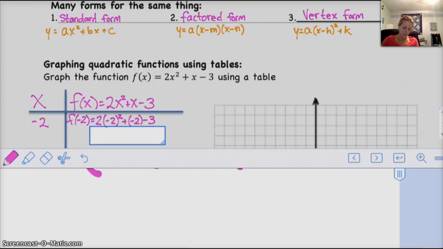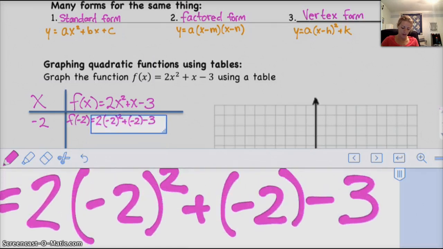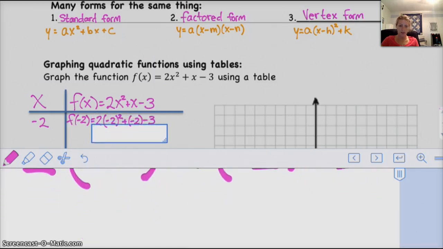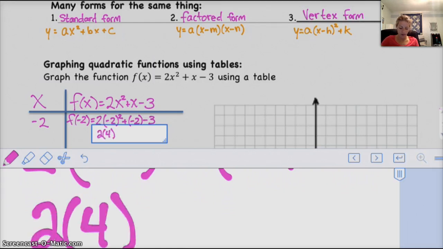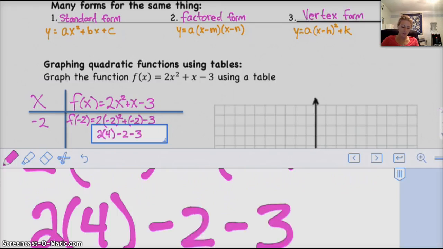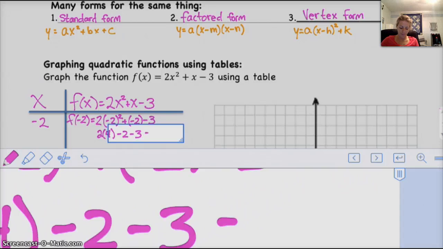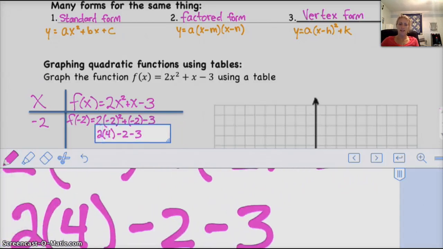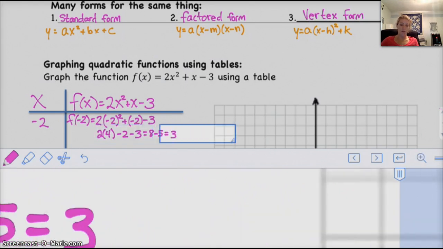-2 squared is +4, -2 times -2. So I've got 2 times 4 plus -2, which is the same thing as -2 minus 3. And then I continue to simplify. That equals 8 minus 2 minus 3, which is 8 minus 5, and that equals 3. So our first point is (-2, 3).